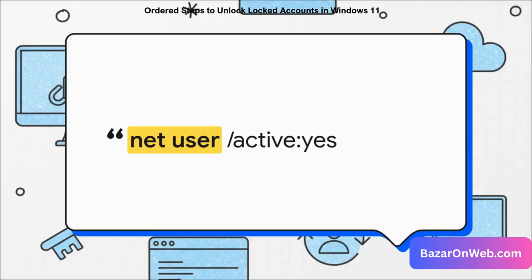And this is it. This single line of text is all you need. Type net user, then a space, then the username of the locked account, so you'd replace the placeholder with, say, John Doe or whatever the name is, and then finish it off with /active:yes. Hit Enter. If you see the command completed successfully, congratulations, you just unlocked the account.